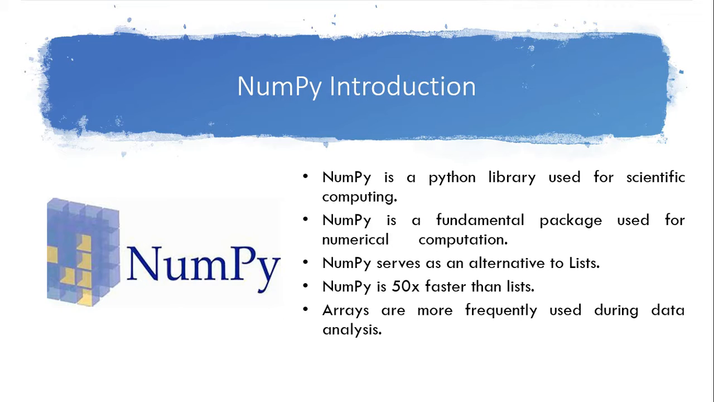Means if you create an array with 1, 2, 3, 4, then it will be valid, or otherwise it is not. NumPy serves as an alternative to lists. Just like lists, arrays are also used to hold some elements, or we can say a group of elements. But the only difference is lists can hold different types of elements, but arrays cannot. When compared with a list, arrays are 50 times faster than the list while doing some sort of processing. Because of the speed and the available resources, arrays are more frequently used during data analysis.